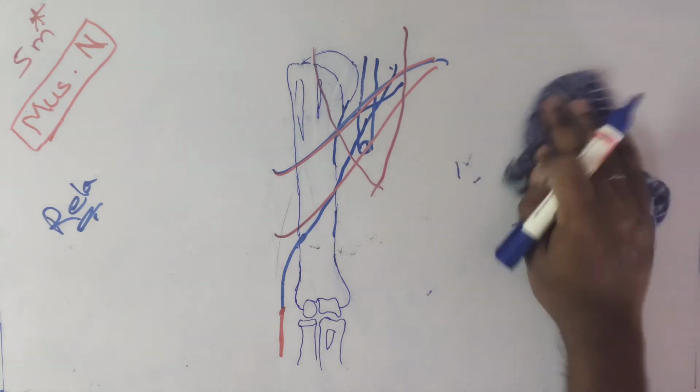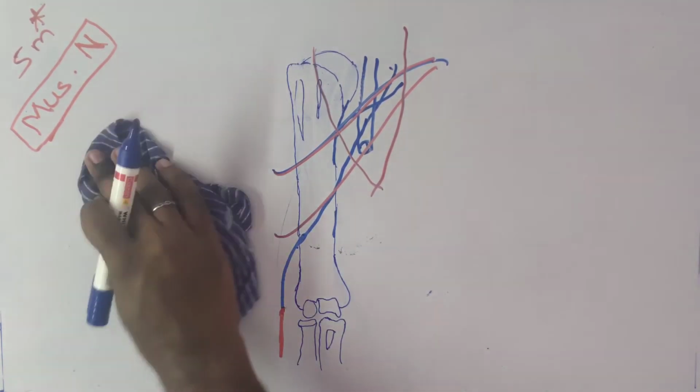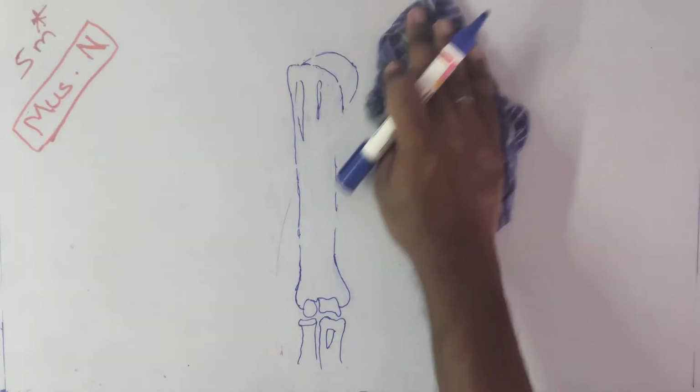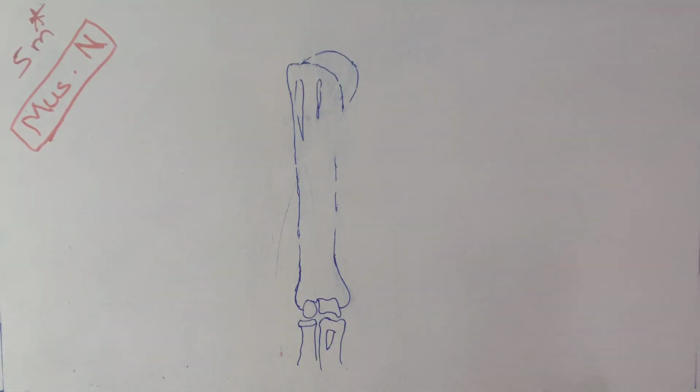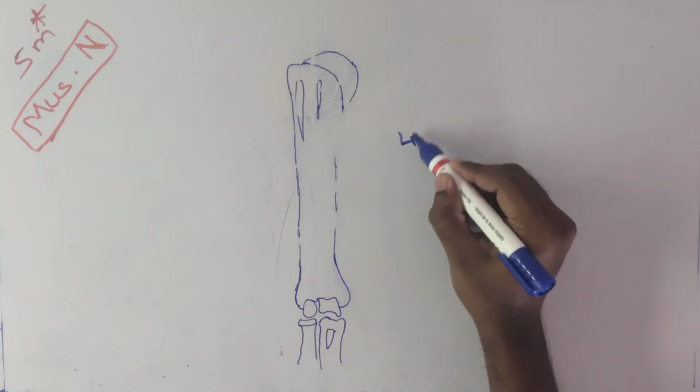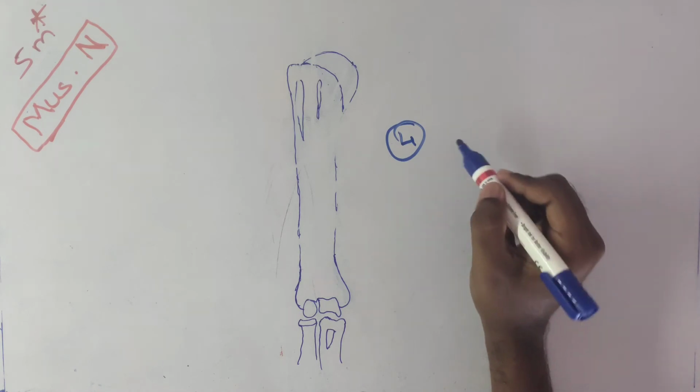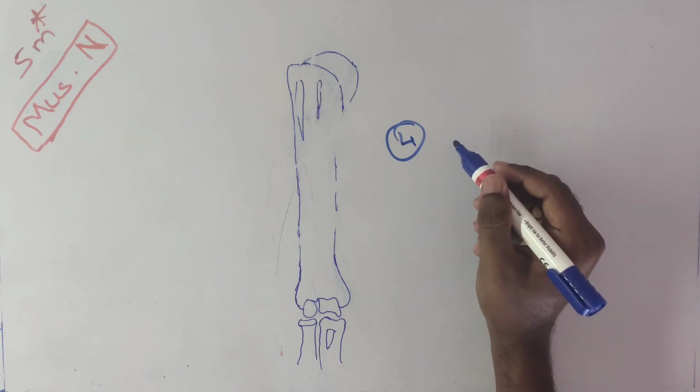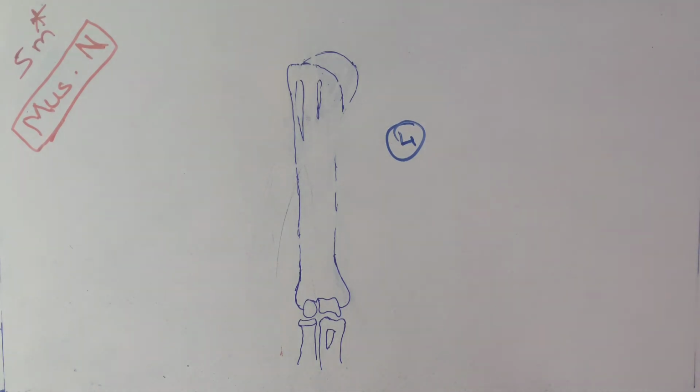This is about the relations of the musculocutaneous nerve. And now coming to the branches and distribution of the musculocutaneous nerve. See, we have 4 branches of the musculocutaneous nerve. In the 4 branches, we have a mnemonic.